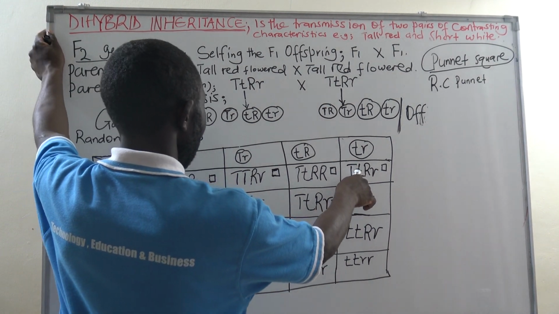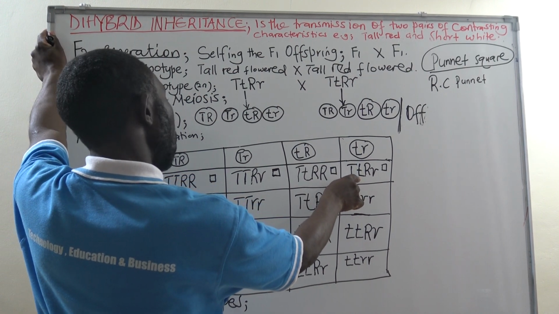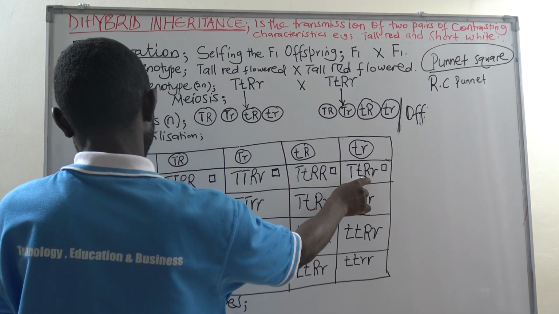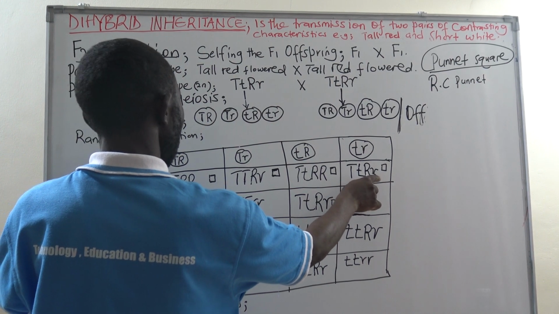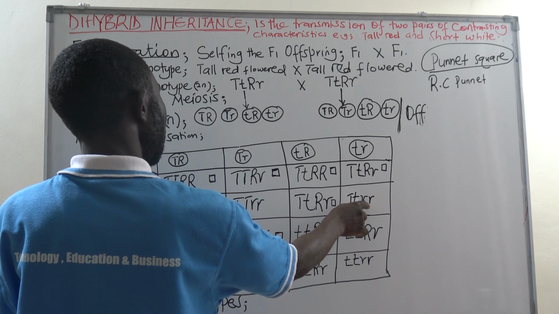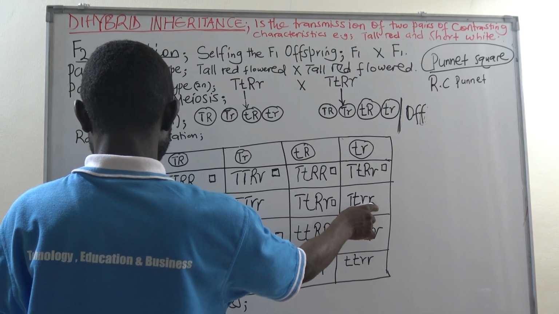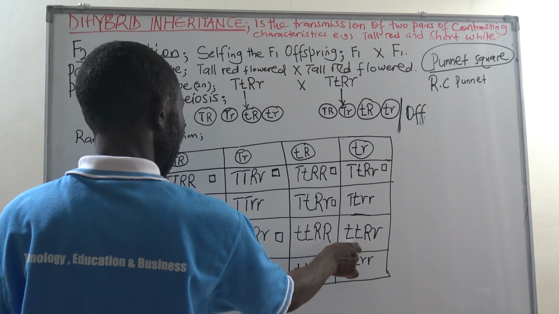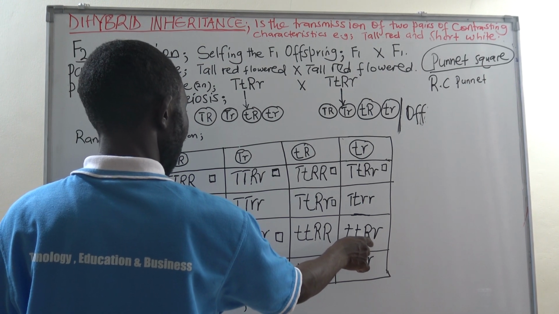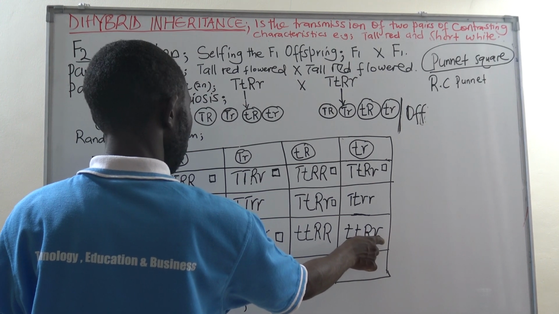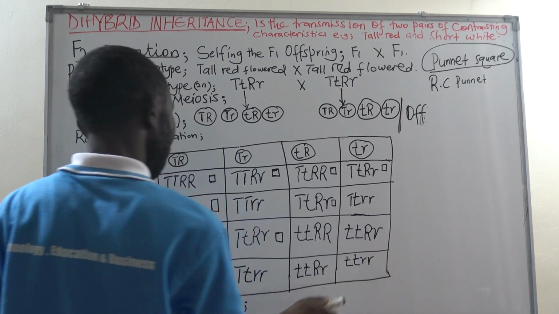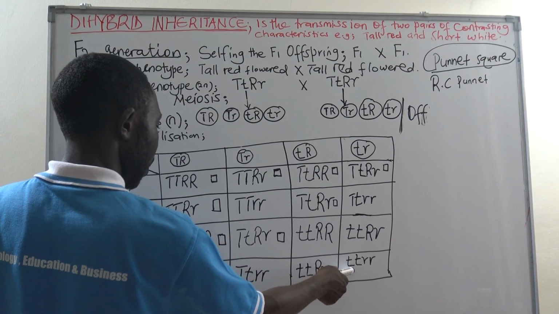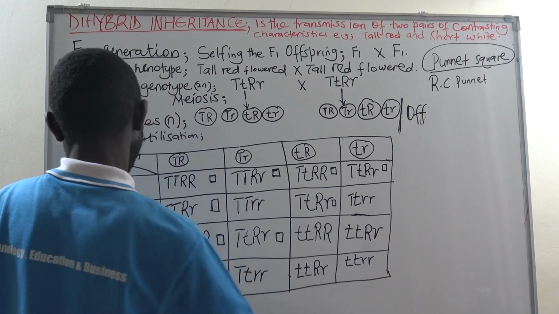Here I can see capital T, small t, then capital T, small t, capital R, small r. This one here, capital T, small r, small r. This one here, small t, capital R, small r. Then this one here, I'm going to see small t, capital R, I mean small r.